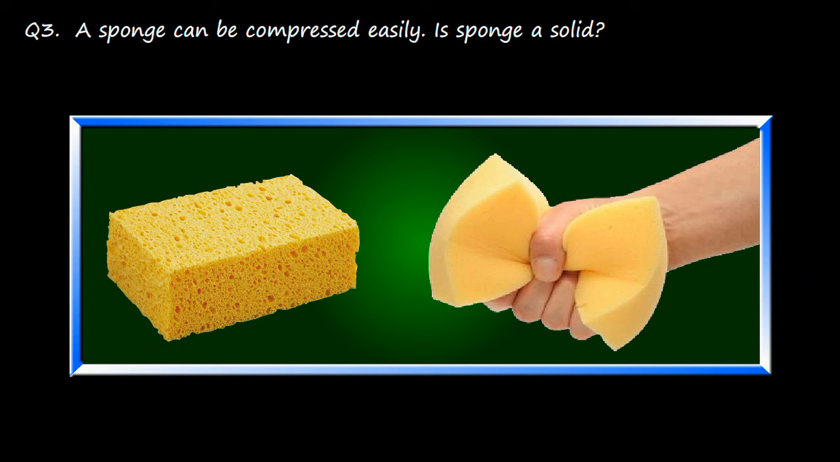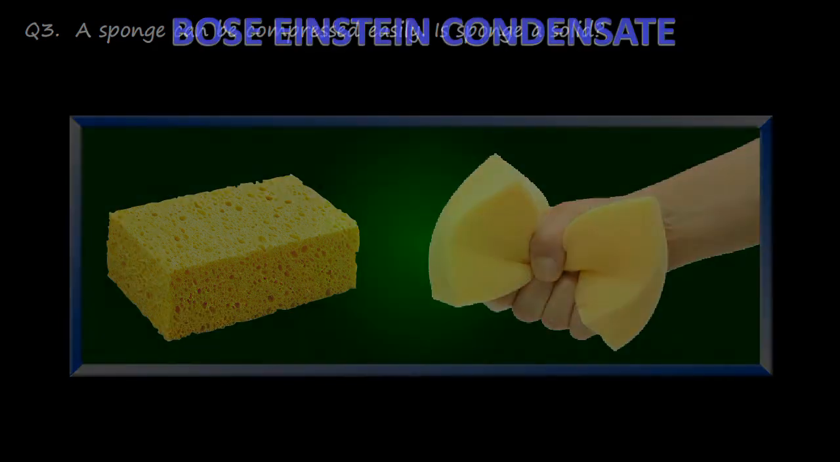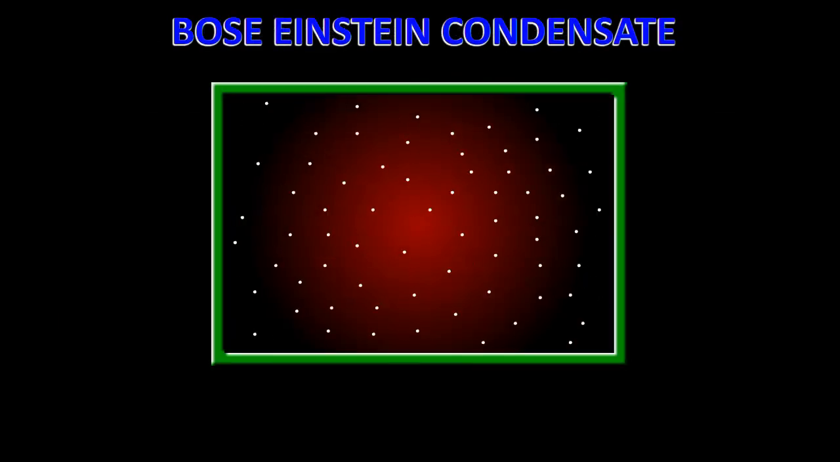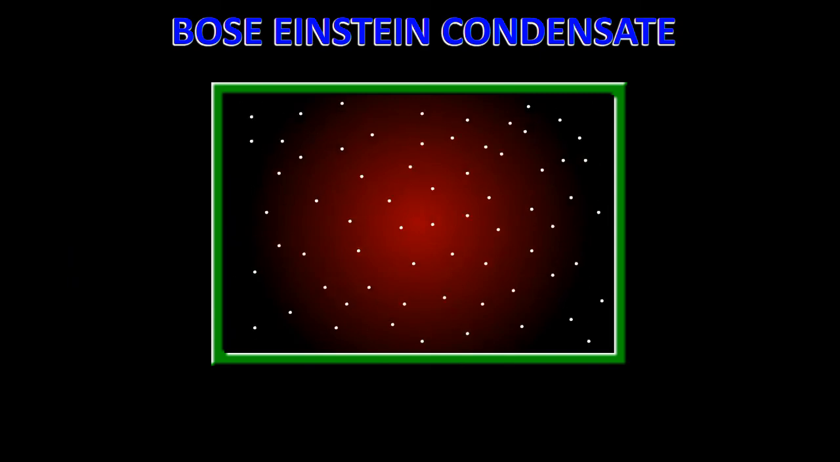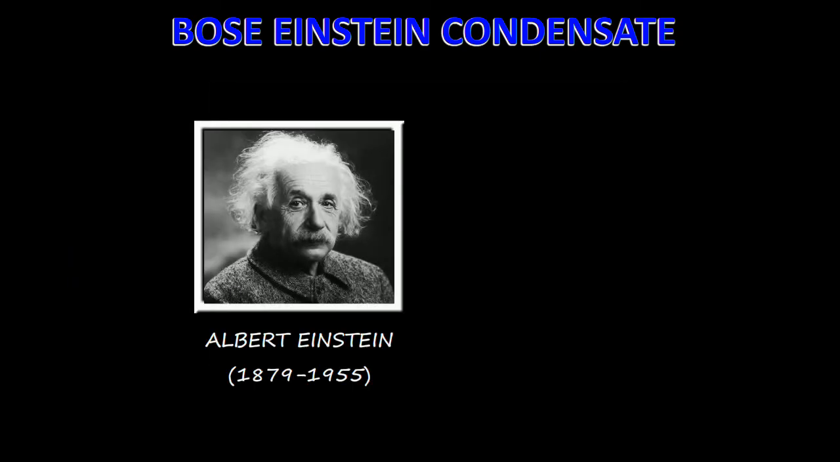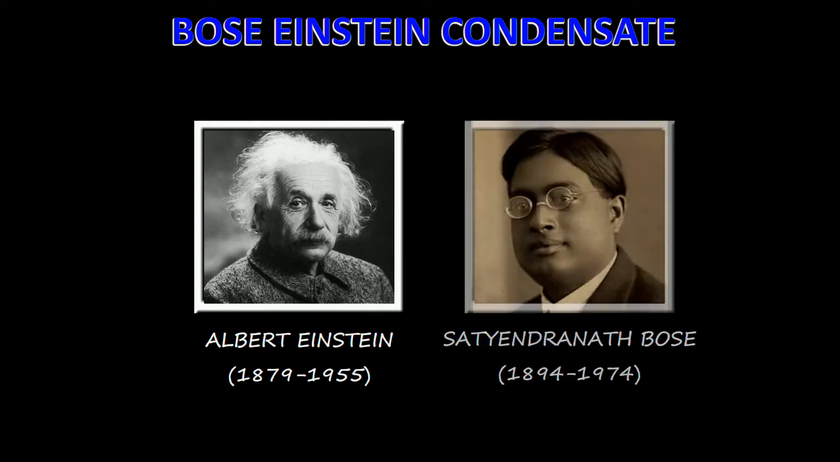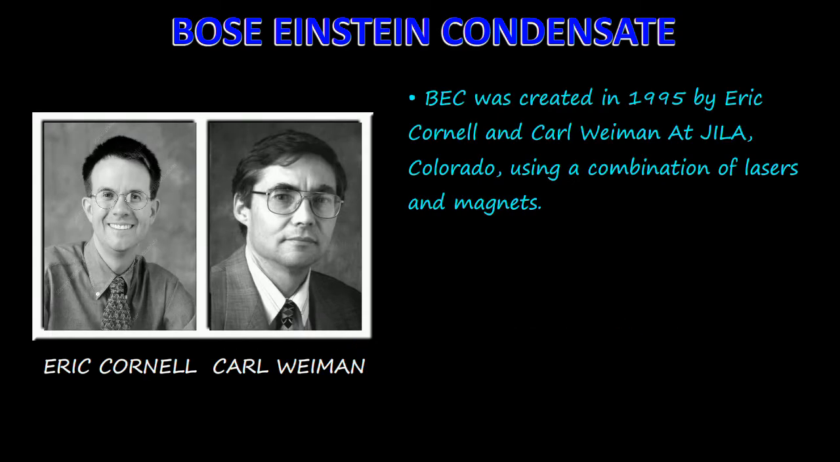Before ending this video, I promised you that I will give you an idea about the fifth state of matter, the Bose-Einstein condensate or BEC. This form of matter was predicted in 1924 by Albert Einstein on the basis of quantum formulations of the Indian physicist Satyendranath Bose. The BEC was created by scientists in 1995 using a combination of lasers and magnets.